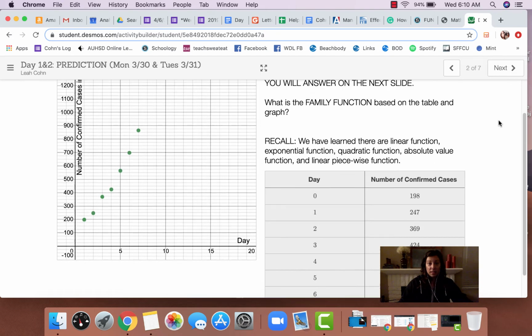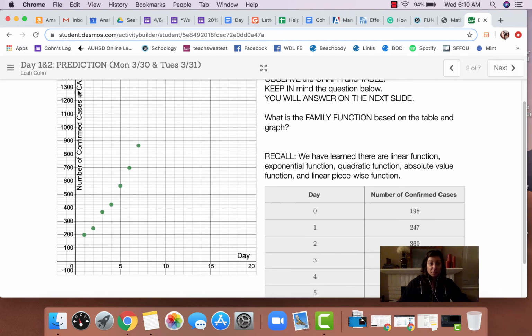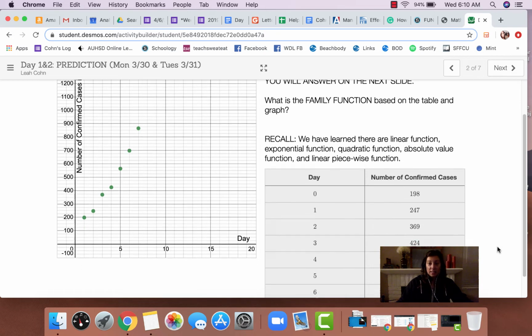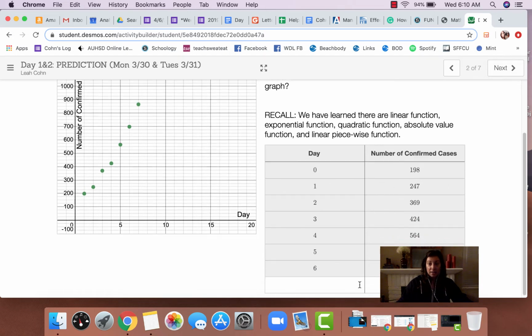When I look at this data, I see number of confirmed cases in California and the day. And I see that they're growing, right? And this is a pretty curved graph here, okay? And here is the data from that table laid out in numbers. So this is the same information plotted on a graph, and here's a table of the same information.